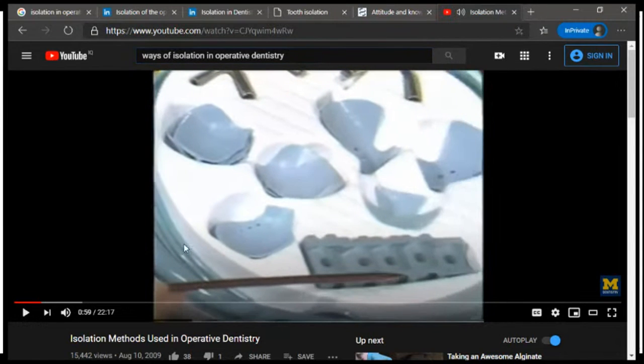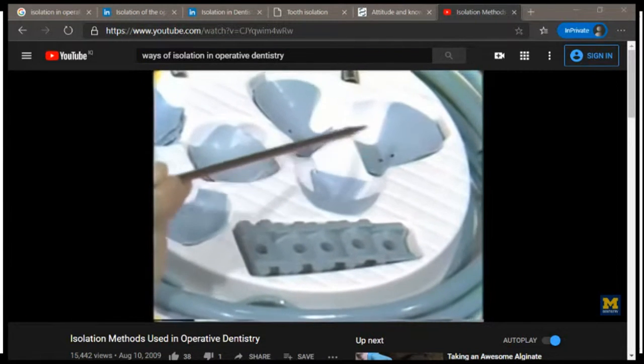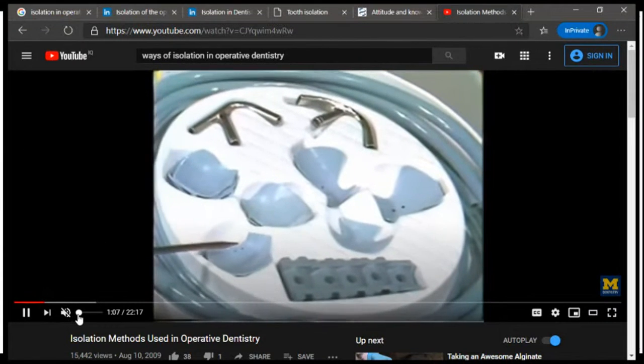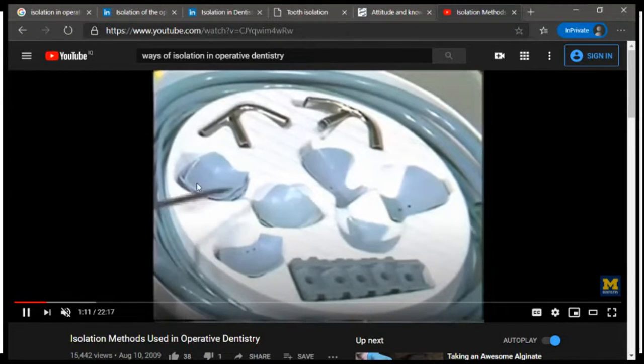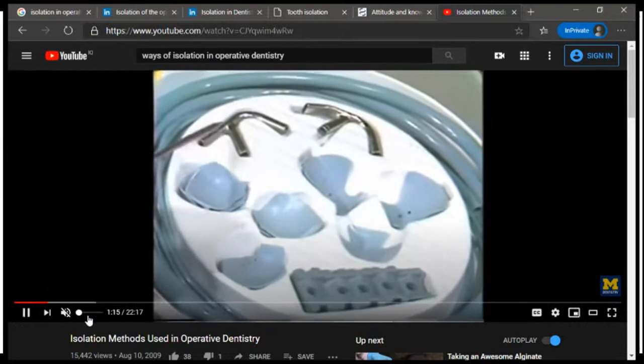This is, of course, a bit of an old video, but it is important for the evacuator and the rubber dam, and has much information that is still useful to this day.